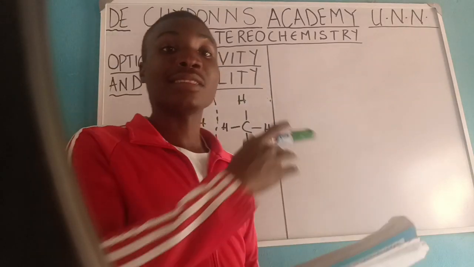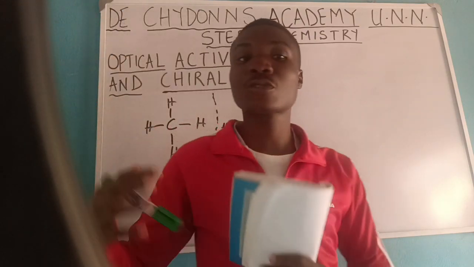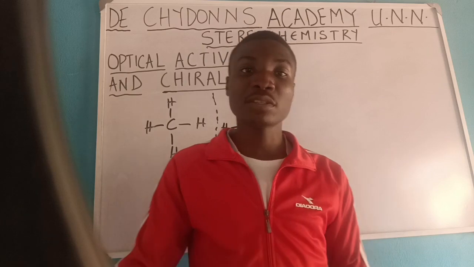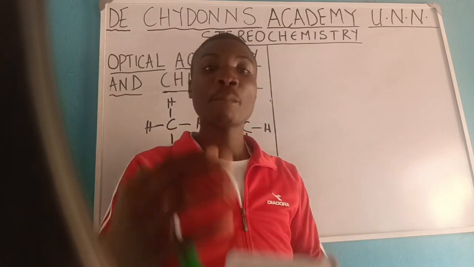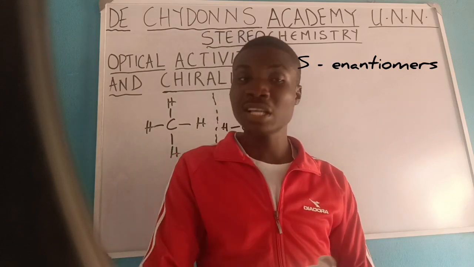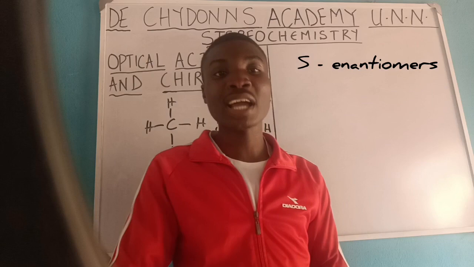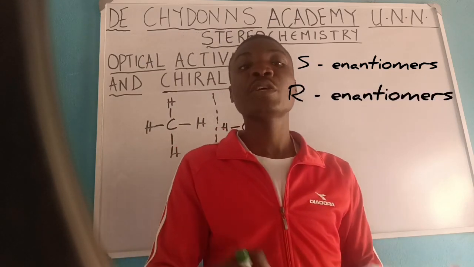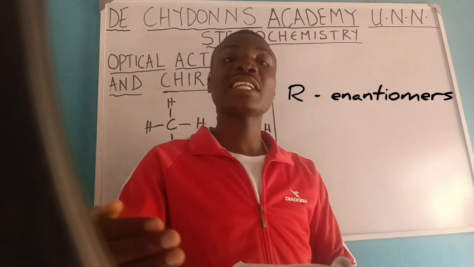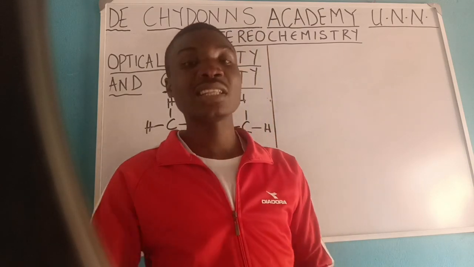But that is not the case for thalidomide. Thalidomide mirror images do not superimpose on themselves. You will understand better as we make progress. It was later realized that the S enantiomer, which I'm going to explain, was responsible for the teratogenic effect of thalidomide, while the R enantiomer is responsible for the sedative effect that is necessary for the treatment of morning sickness in pregnant women.